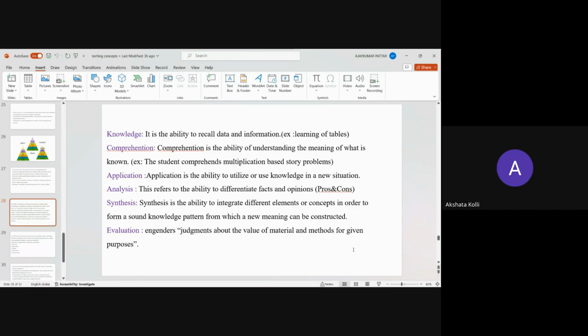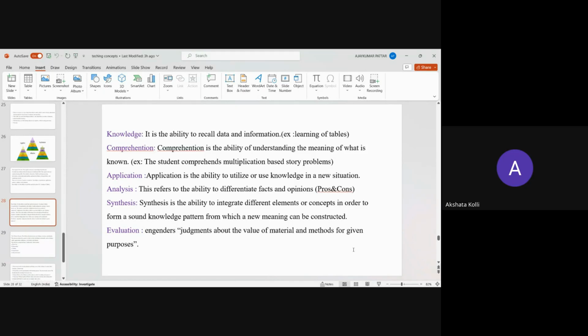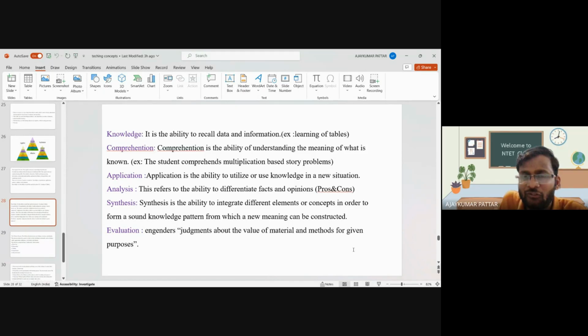So one is the cognitive domain. What is in it? Knowledge. What does knowledge mean? It is the ability to recall data and information. We recall some data and information, and that we call knowledge. How much knowledge do you have? Knowledge is nothing but the ability of recalling particular information and data.